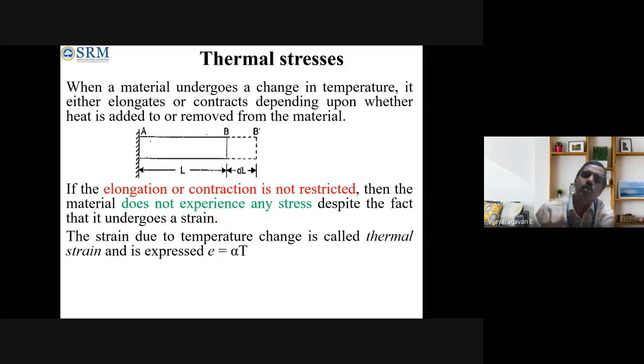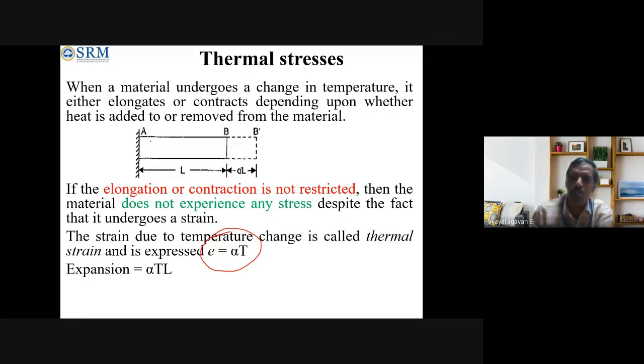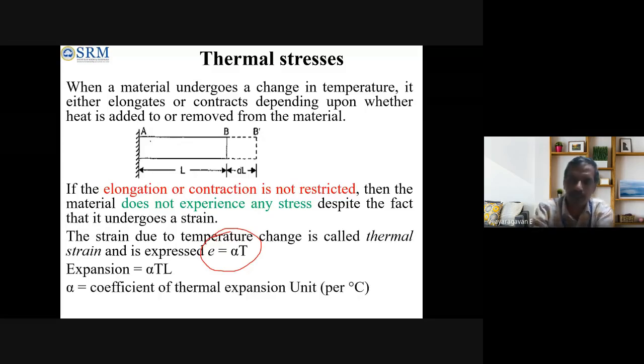So the thermal strain is denoted by epsilon equal to alpha into T, where alpha is called the coefficient of thermal expansion. And how much the expansion is, is given by alpha times T into L. The expansion or deflection is given by alpha into T into L. It is nothing but this one.